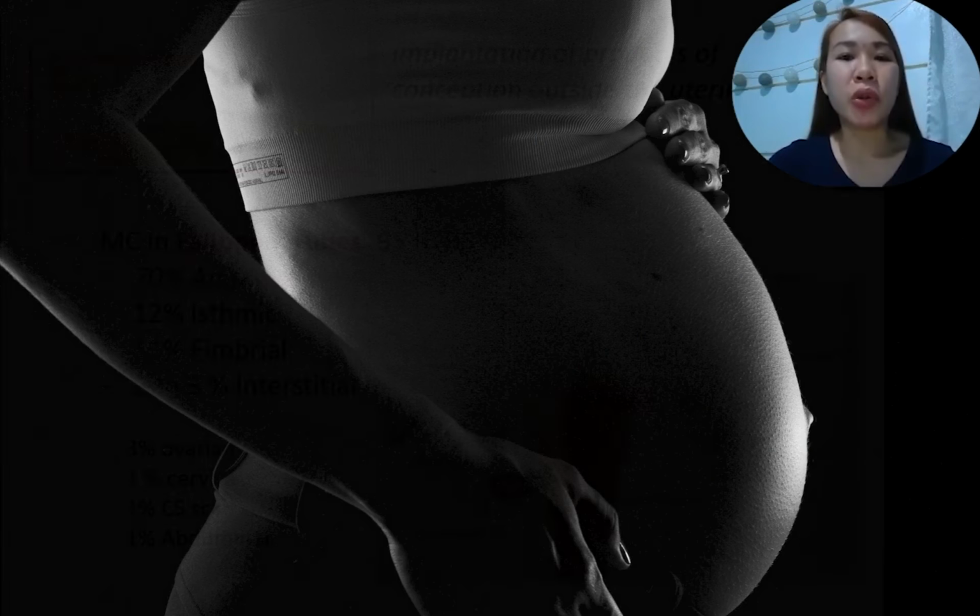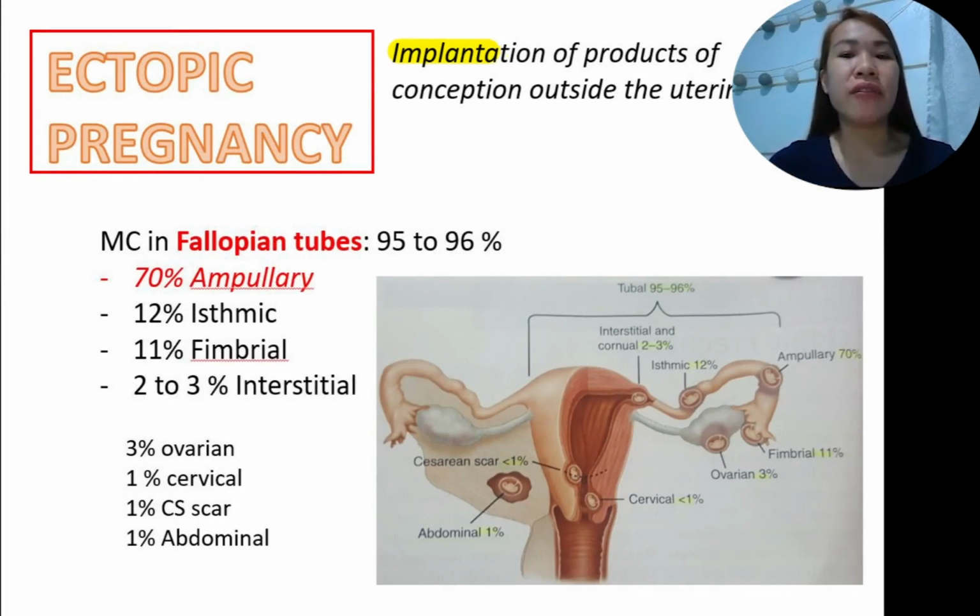And when we talk about ectopic pregnancy, it means implantation of the products of conception outside the uterine cavity. Normally, the implantation of these products should occur within the uterus. Now, one of the most important things that you should know is the most common location of ectopic pregnancy. This is a very simple question, but it is being asked even in the medical board examination. So you really have to know the most common site of ectopic pregnancy.